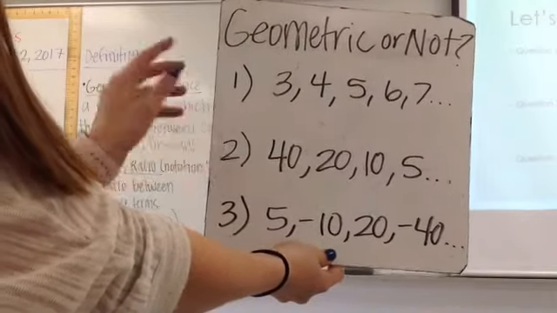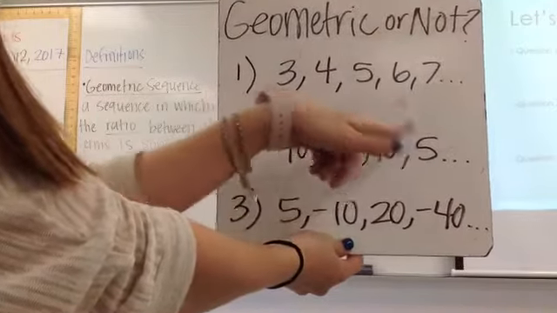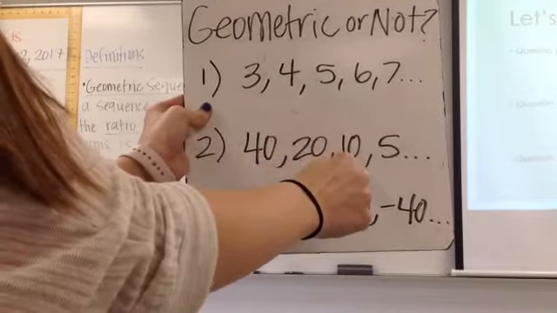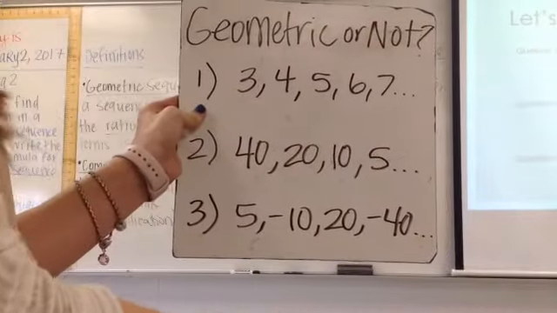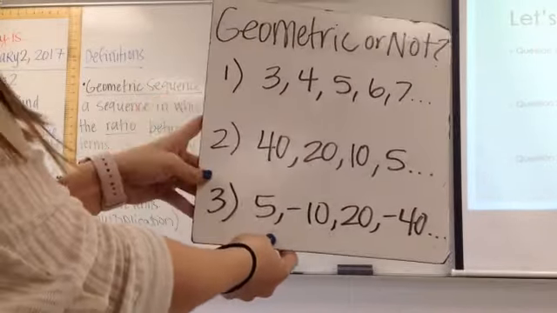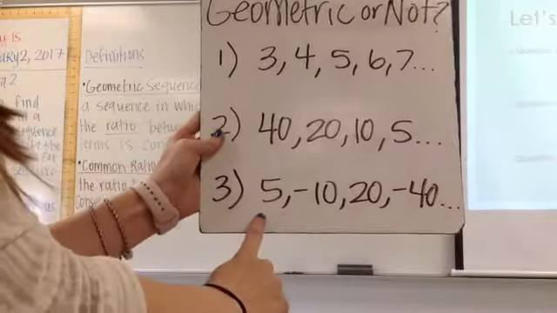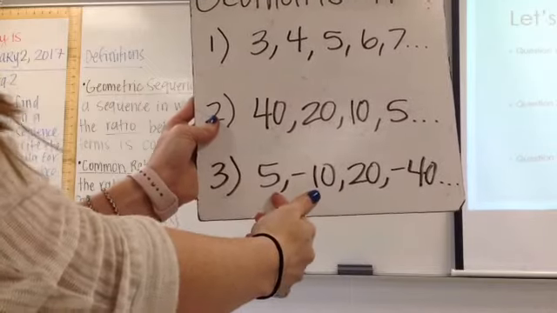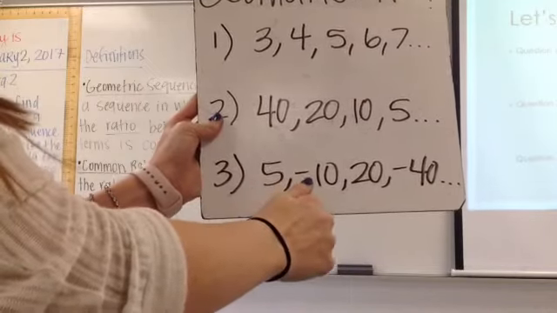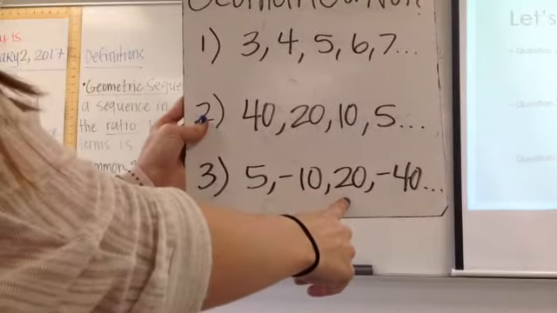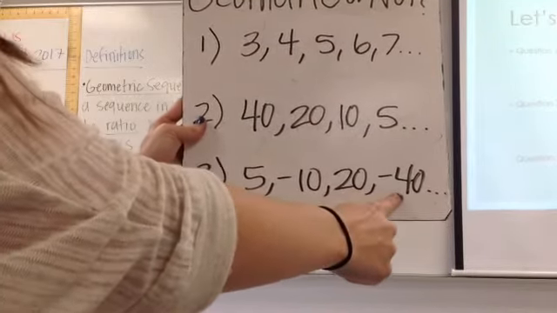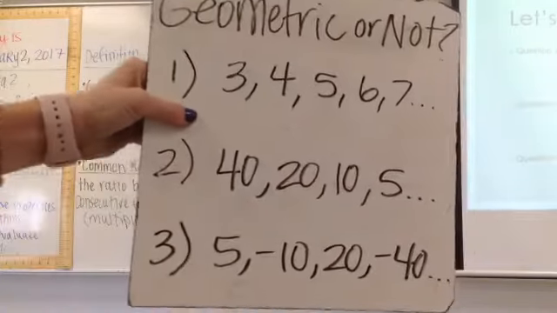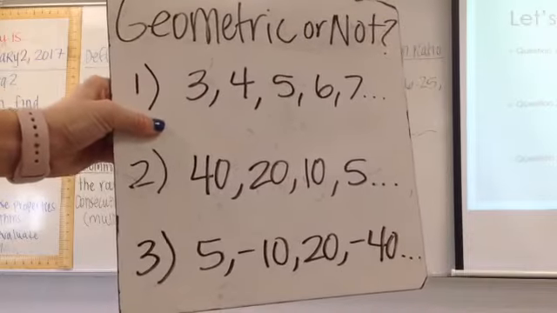All right, number 2, 40, 20, 10, 5. So you see here, multiply by 1/2, multiply by 1/2, multiply by 1/2. So we should have said yes for that one. And then 3, a little harder to see. If you were confused, remember you can divide negative 10 by 5, so negative 2. So 5 times negative 2, negative 10. Negative 10 times negative 2, 20. 20 times negative 2, negative 40. So you should have said yes for number 3 as well. So make sure if you're confused on that, you come in tomorrow ready to ask questions.